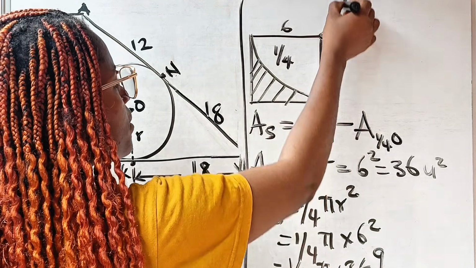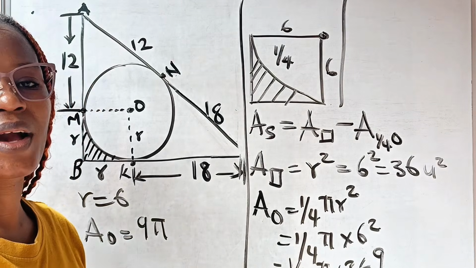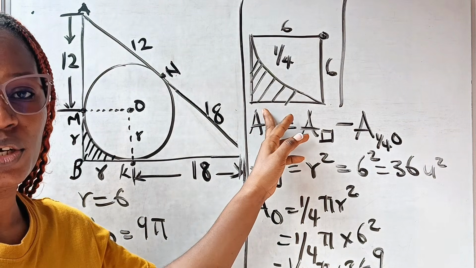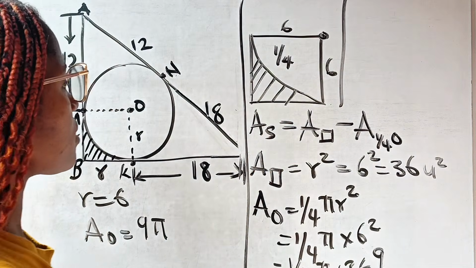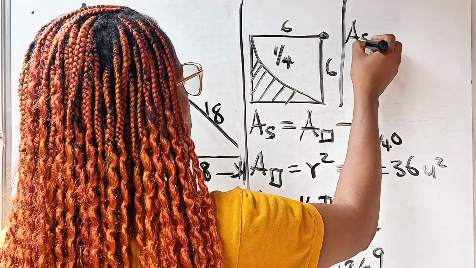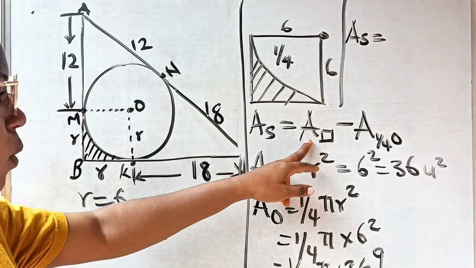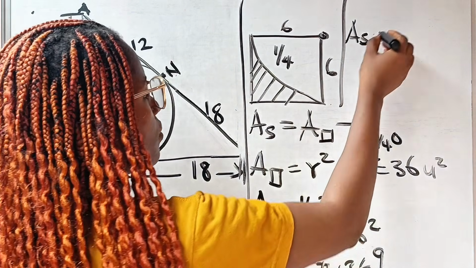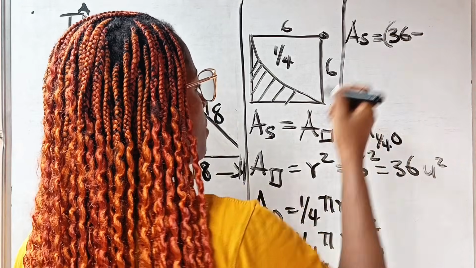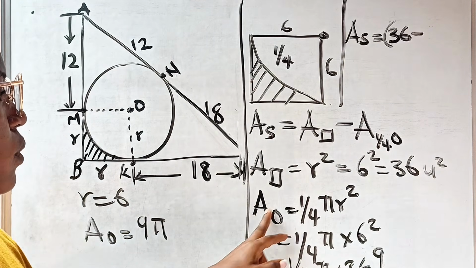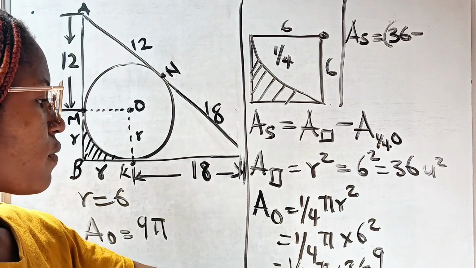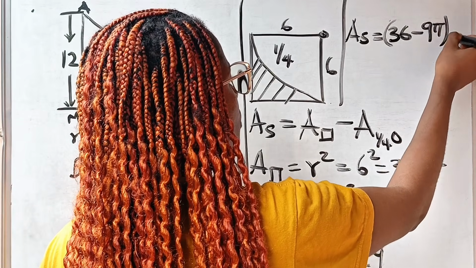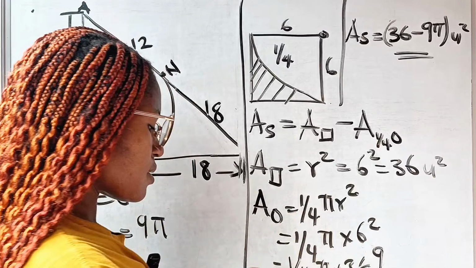Now, can you see why we are doing this? We can now finally get the area of the shaded portion. The area of the shaded portion is equal to the area of the square, which is 36, minus the area of the quarter circle, which is 9 pi. So 36 minus 9 pi units squared. And that is the answer to the question.